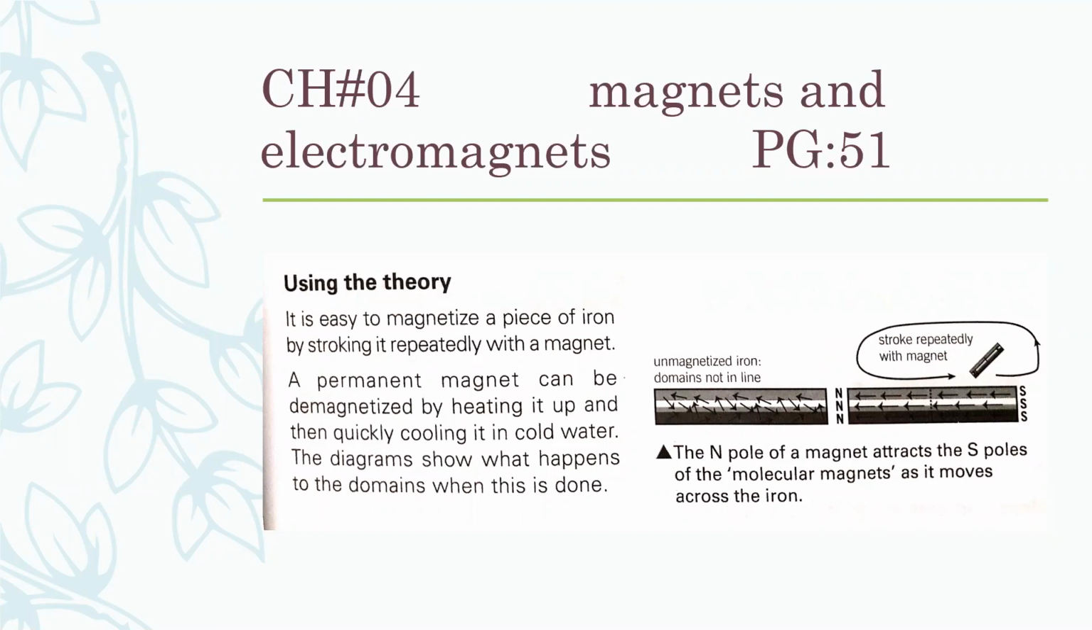A permanent magnet can be demagnetized by heating it up and then quickly cooling it down in cold water. The diagram shows what happens to the domains when this is done. How to make a magnet demagnetized or unmagnetized? First of all we will heat that piece and then suddenly we will cool it down in cold water, so that it will become demagnetized.